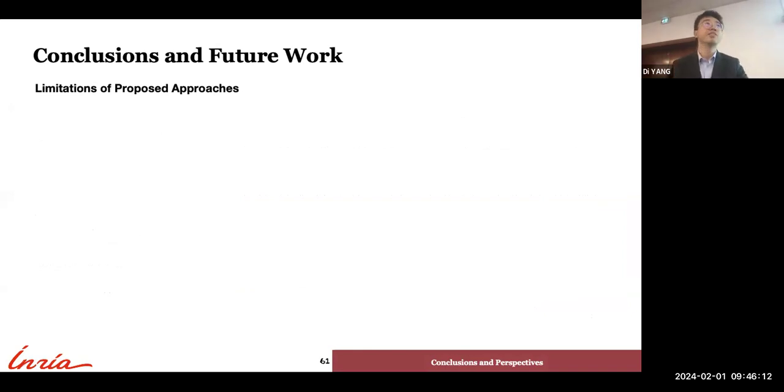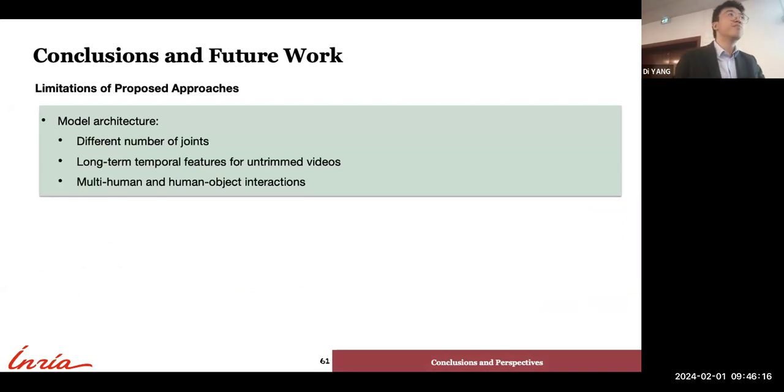However, there are still many limitations in my current work. First, at the model architecture level, our model is still not generalized enough to deal with different numbers of joints. For now, the current solution is that we can convert the different number of joints into a constant number using interpolation or some manual pre-processing. And our model has to extract long-term temporal features for untrimmed videos to recognize all the actions performed in a long video.